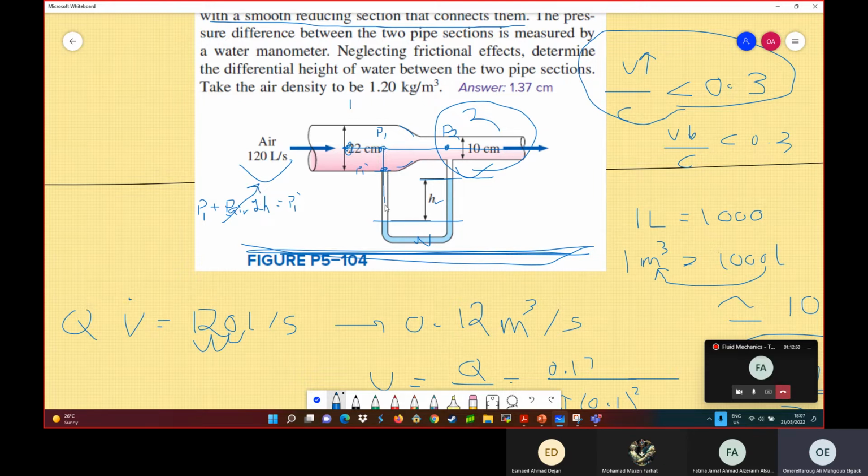And also, if you go down until you hit the surface of the water, you still have P1, because again the density of air is very small. Even though you go that much height from here to here and need to add rho air g h, at the end of the day the density of air is very small, so you can just neglect it and assume that P1 here is the same as P1 here. The same principle applies to the other side: P2 here is equal to P2 here.